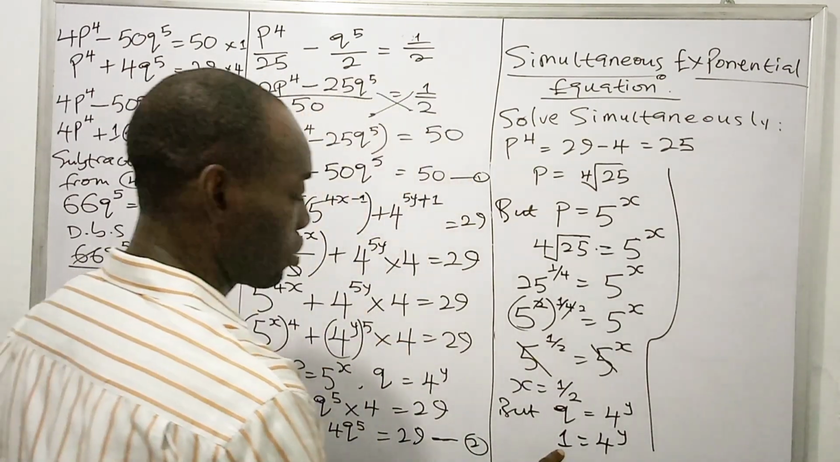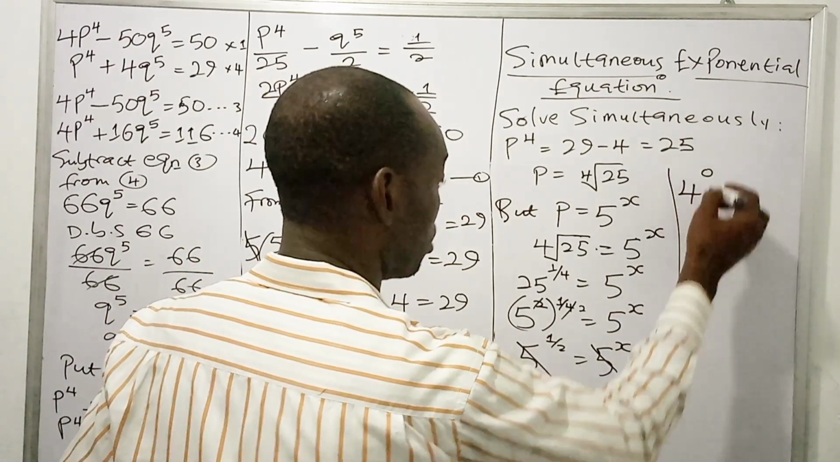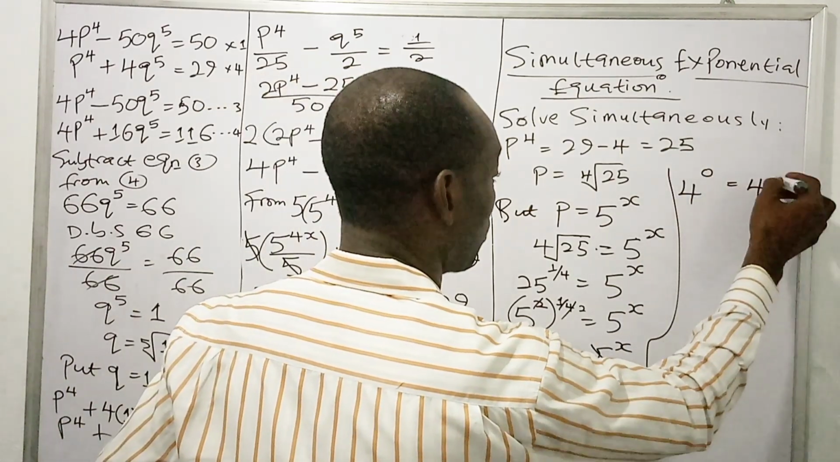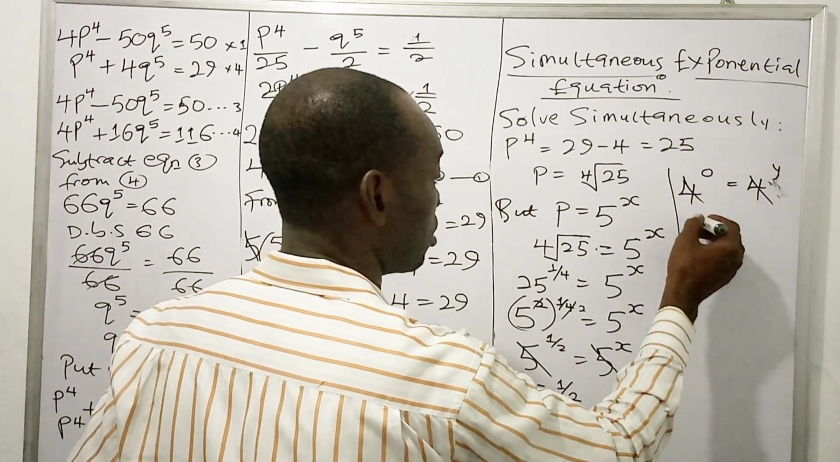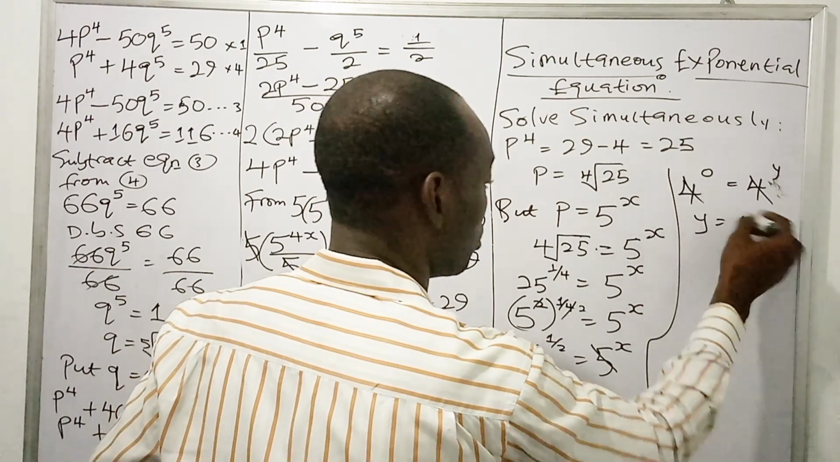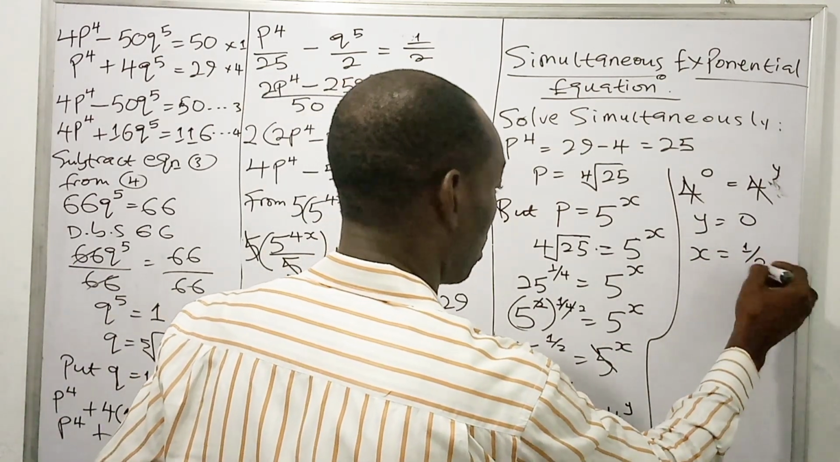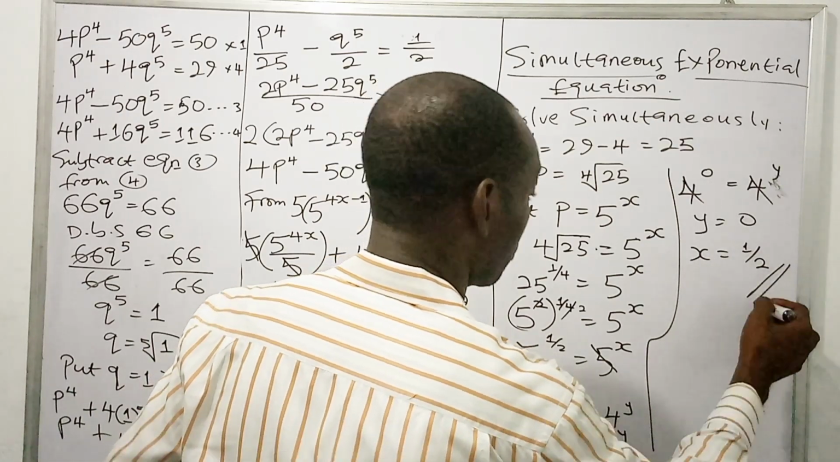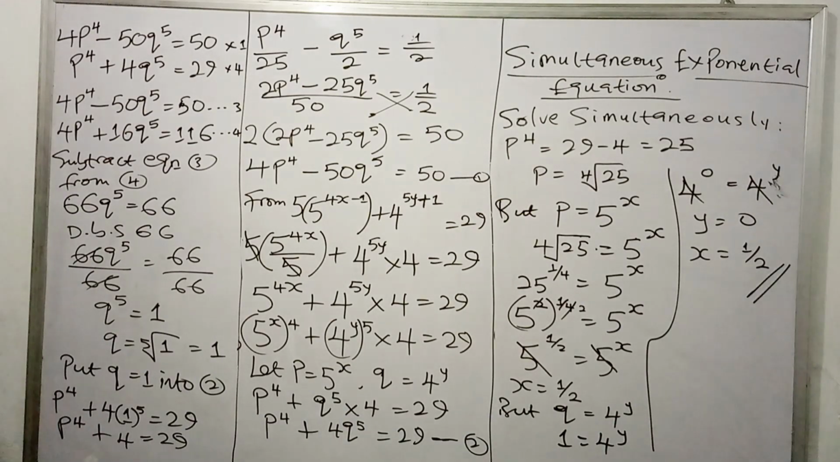Remember that 1 can also be expressed as 4 raised to the power 0. And that's equal to 4 raised to the power y. So the 4 and the 4 can cancel out, giving the value of y to be 0 and the value of x to be half. And that becomes the solution to that simultaneous equation under this very topic. So that will be the size of our lecture today.